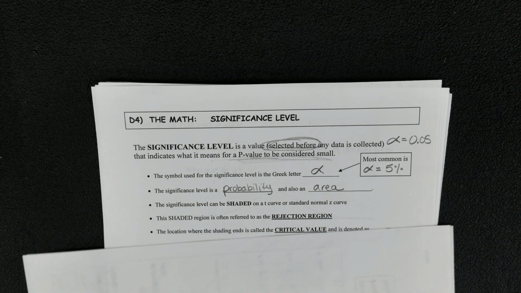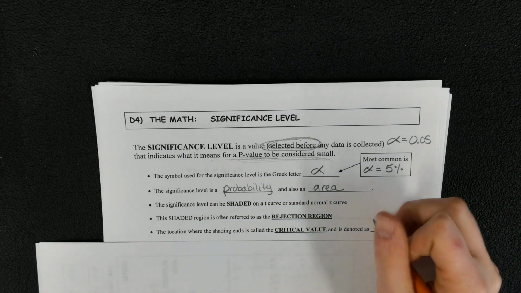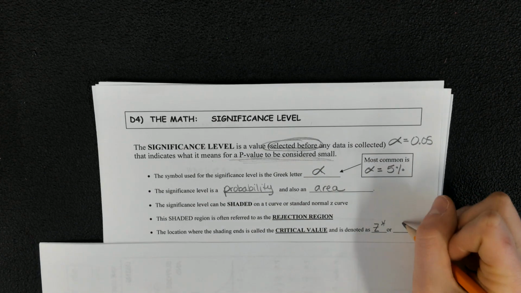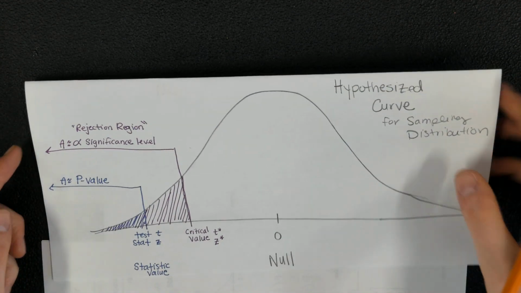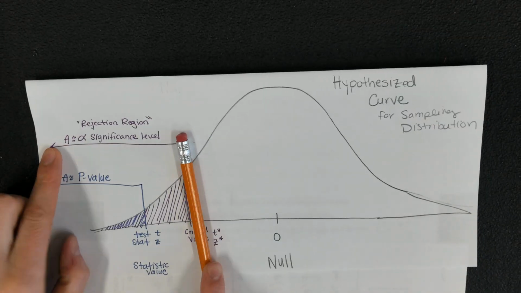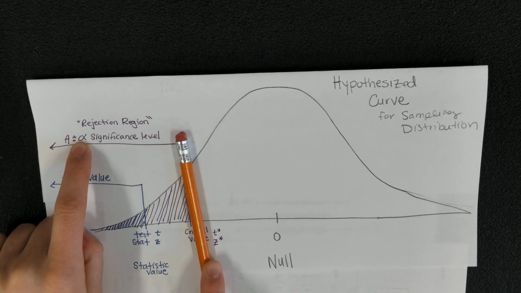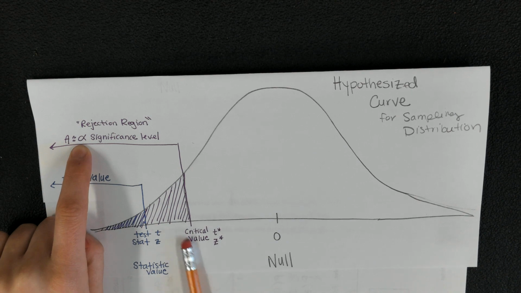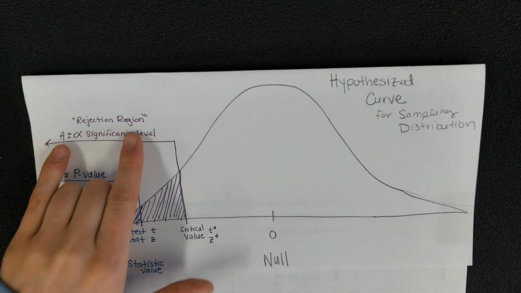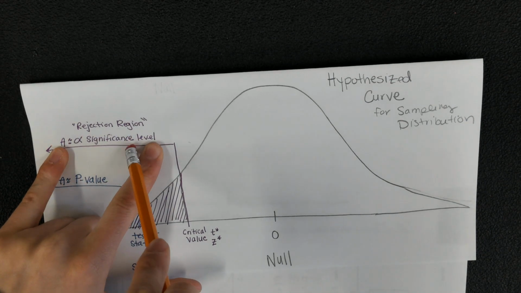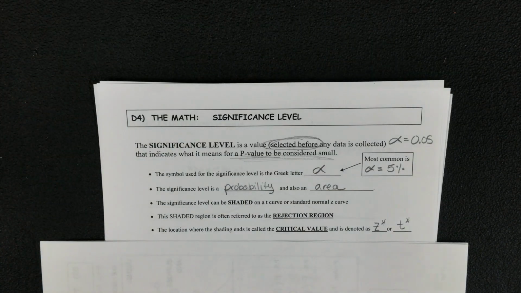And the location where the shading ends is called our critical values, and those are your t-stars or your z-stars. And so if you go back to the picture that I gave you at the beginning of the unit, here is your significance level right here. That is your rejection region, and it's based off of your little beta guy. We need to determine our critical values using that. And this is what we pick first. So you have to pick this first and then go find this. Okay? And so that's where we're going to go.